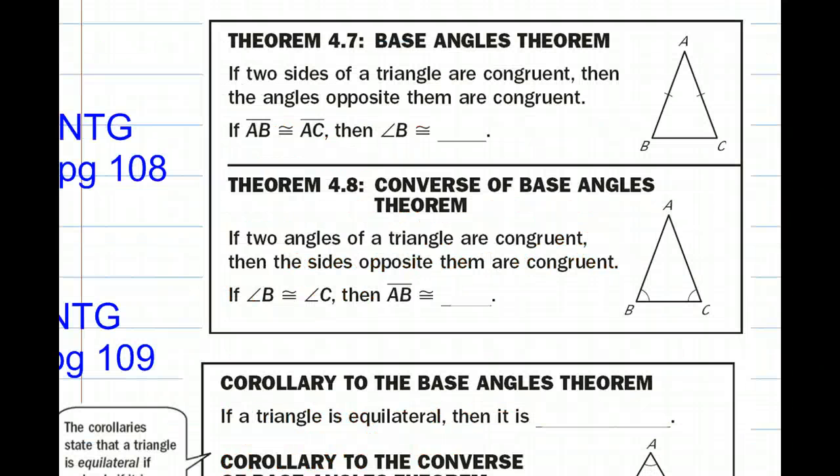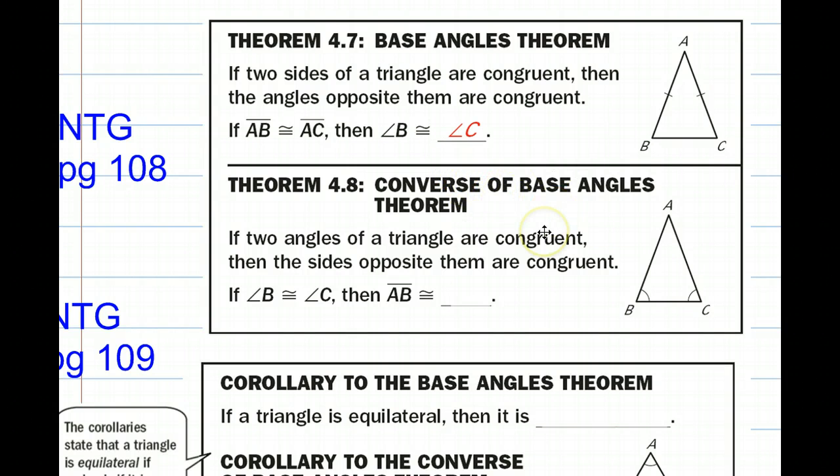Further down the notes, we have some theorems about the base angles. A lot of times you may see the book identify a triangle as isosceles, or sometimes they won't even say it's isosceles. But if two sides are congruent, we know it's isosceles. One of the theorems is if two sides are congruent, then two of the angles are congruent, and the two congruent angles in this picture are B and C.